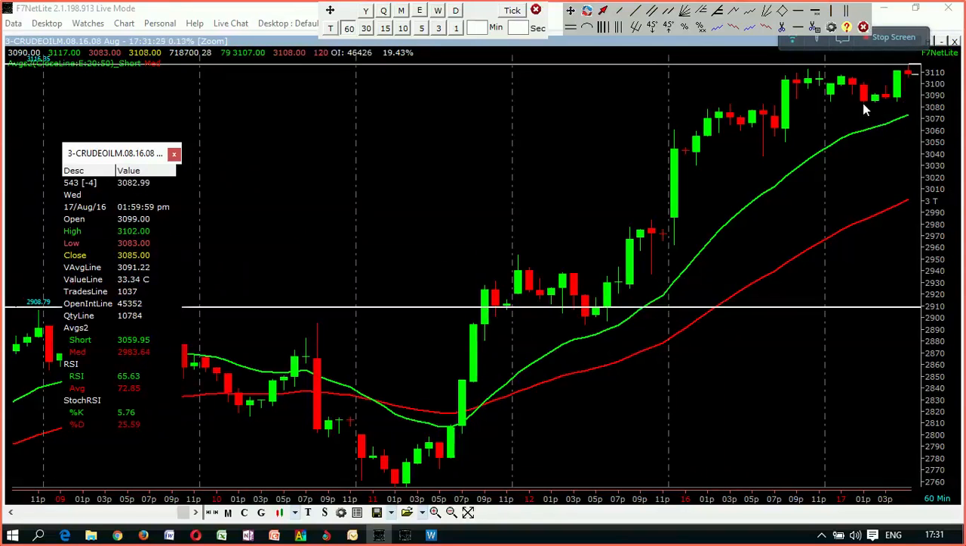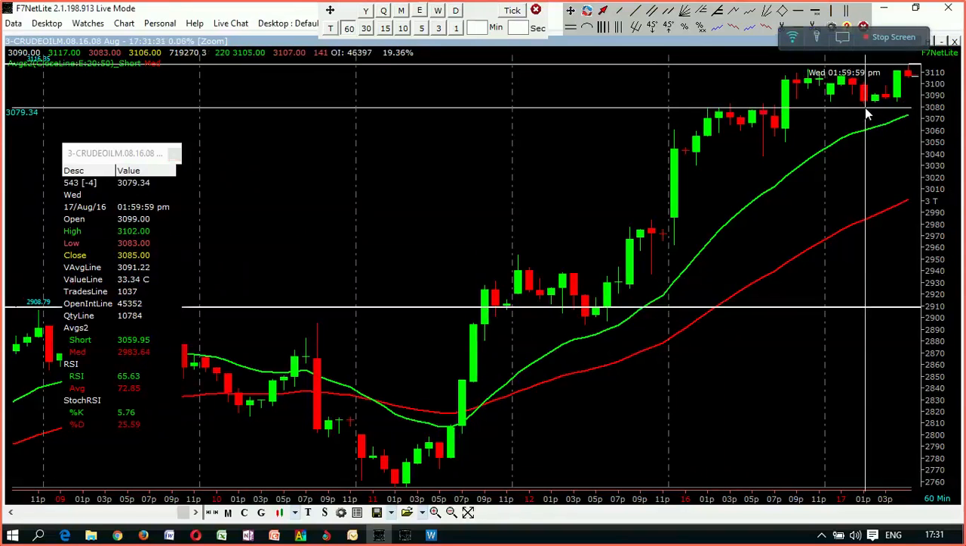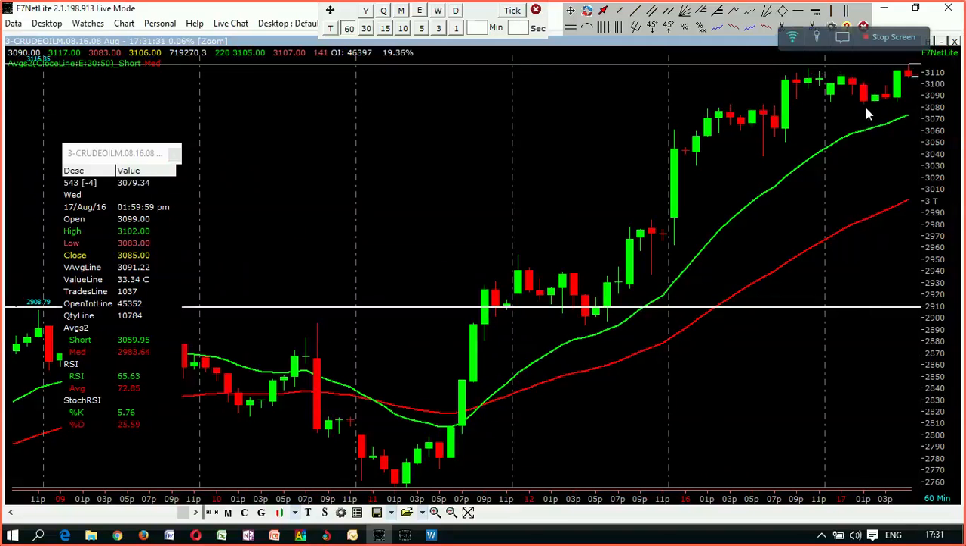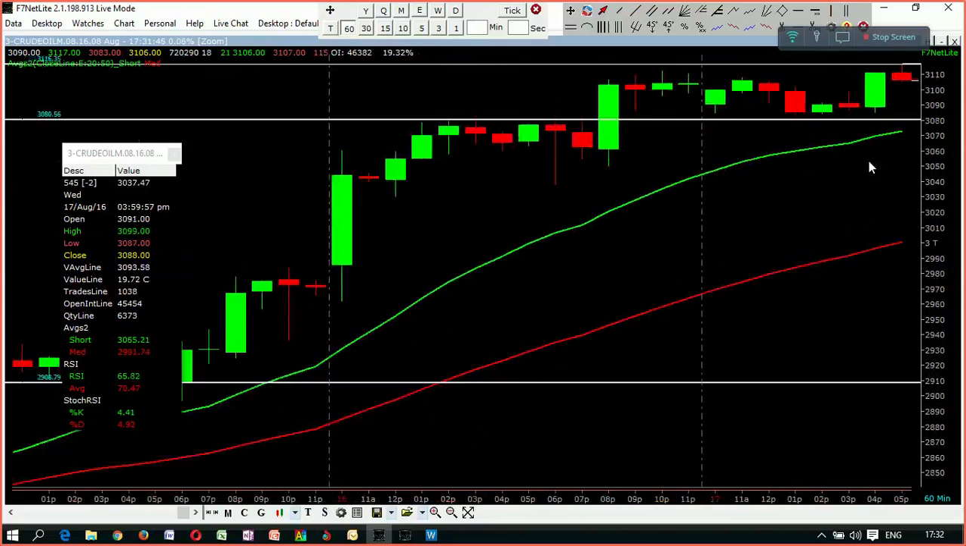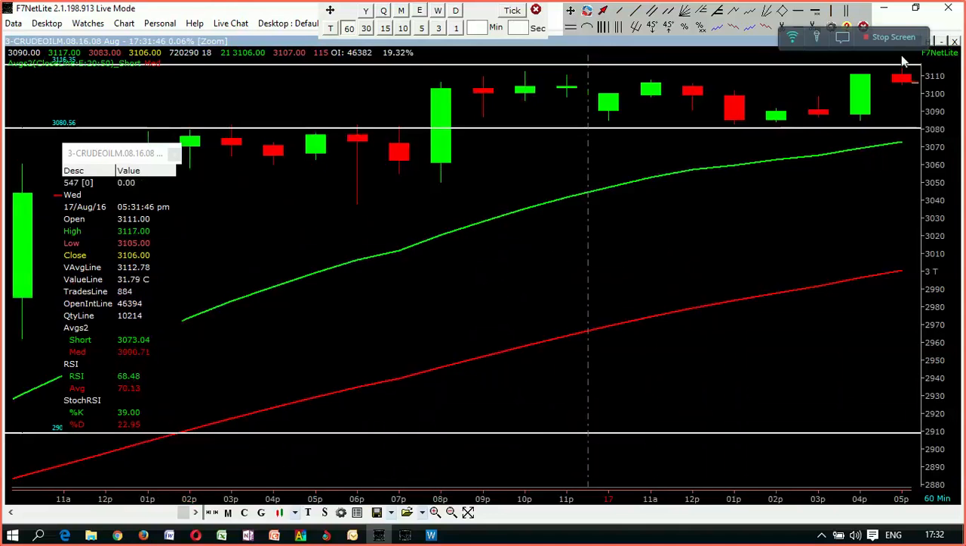Currently the support level is around 3080. This is the bottom of today's price movement, but there could still be a possibility of spikes. The spikes can push it 10, 20 points below this. So currently it is in the trading zone of 3080 to 3120, about 40 points of movement.